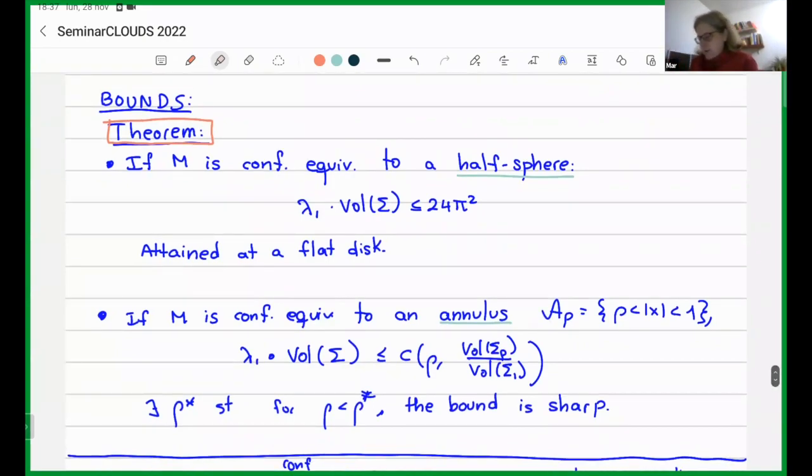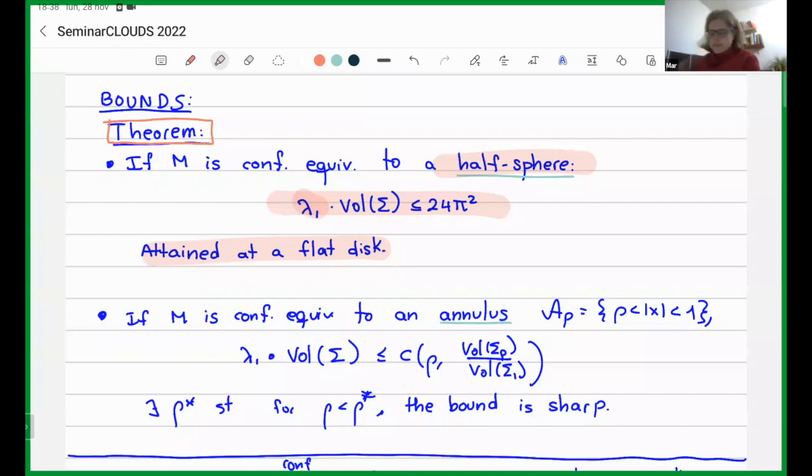Remember, I'm looking at the first non-zero eigenvalue. The first thing is that if M is conformally equivalent to a half sphere, then you have the following bound for the first eigenvalue. Here I have to multiply by the volume of the boundary, the surface area of sigma. This 24 pi squared comes because it is attained at the flat disk. So this bound is sharp, and you can compare to what happens if you just have a flat disk.